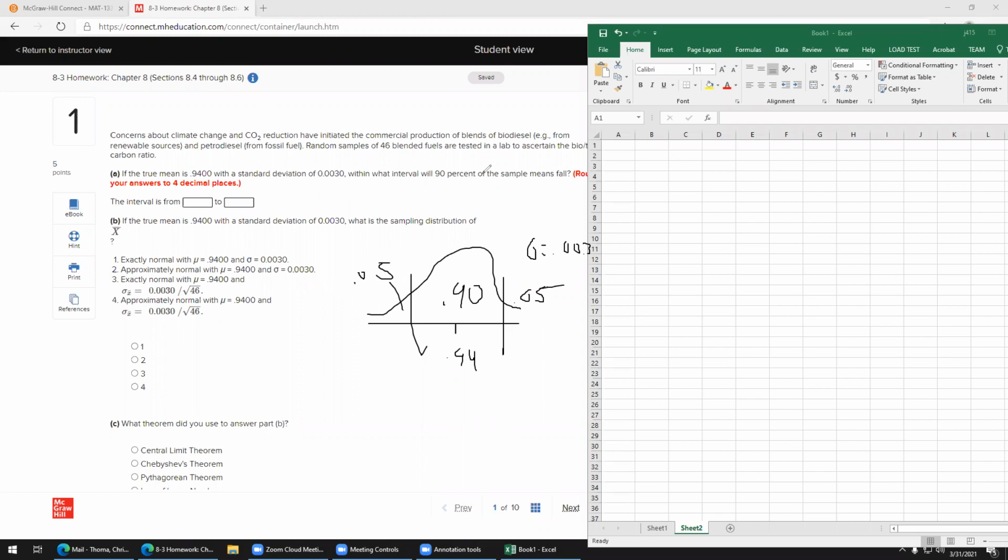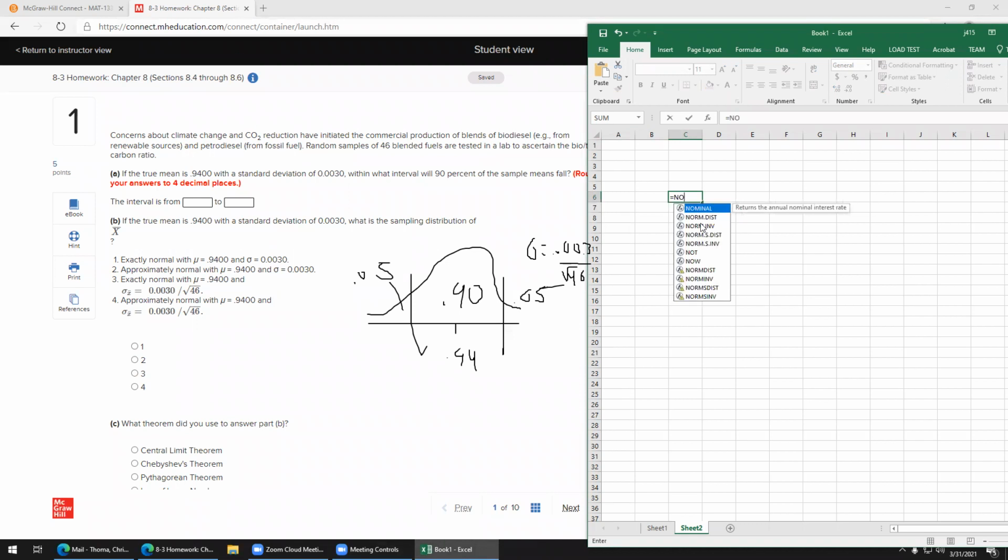And now, because we are taking 46 samples, I have to divide my standard deviation by the square root of 46 because of the central limit theorem. The central limit theorem says I take my standard deviation and I divide it by the square root of how many I am picking. So I can calculate it individually, or I can just let Excel do all the work for me.